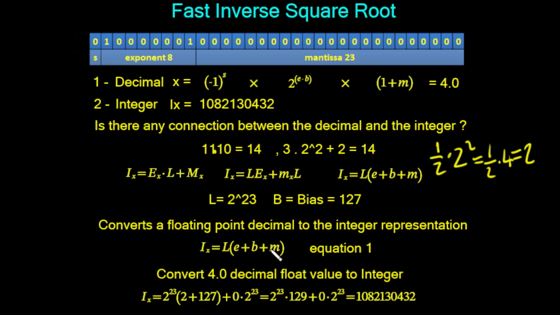Now in this instance here, the example I gave you is a simple one. All of the values here for the mantissa are 0, so we're going to actually have 0 times 2 to the 23, but it would still work out if we had any 1 within here as well. So we're going to have 2 to the 23 times 129, which is equal to 1,082,130,432, which is just this number here. So this is equation 1, and I think that's enough for this video.